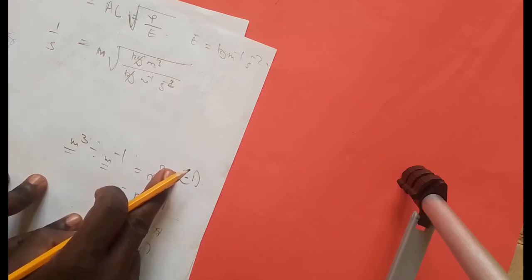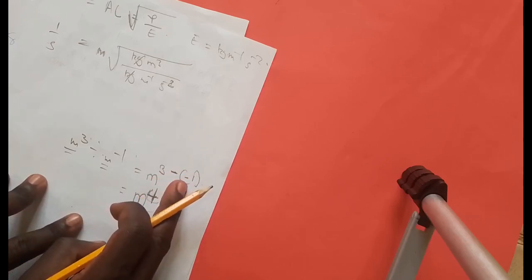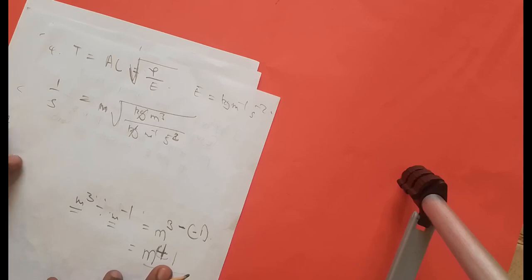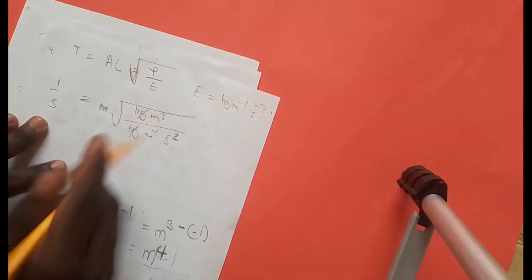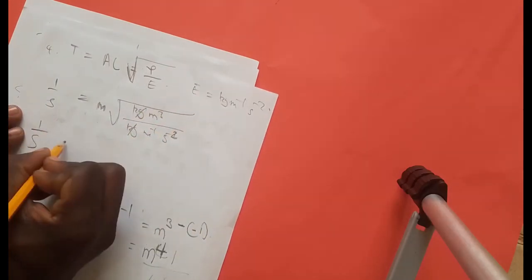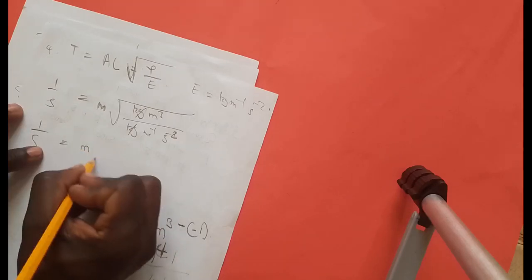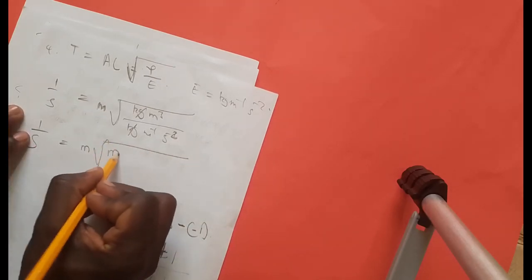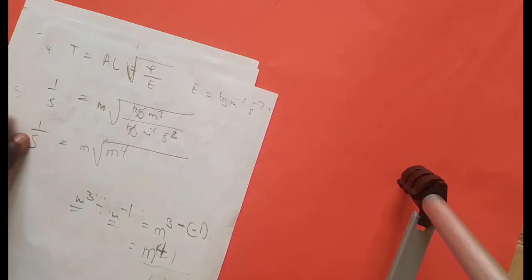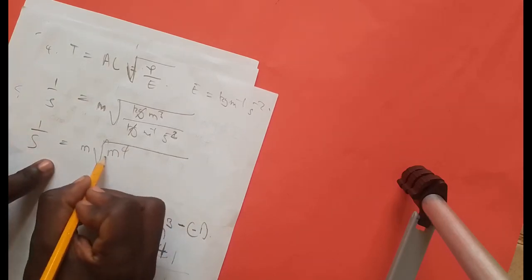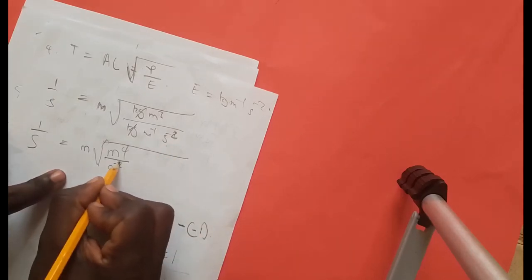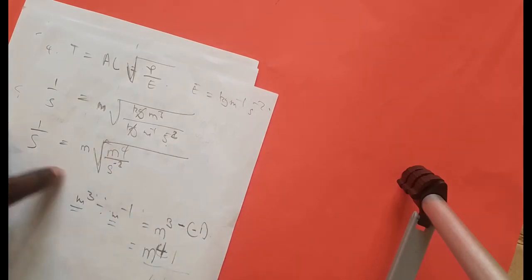Okay, negative multiplied by negative leads to a positive. Therefore, it will be 3 plus 1, which is m to the power 4. So now, under the root sign, we have 1 over s is equal to m outside the root sign. Under the root sign, we now have m to the power 4 over s to the power negative 2.